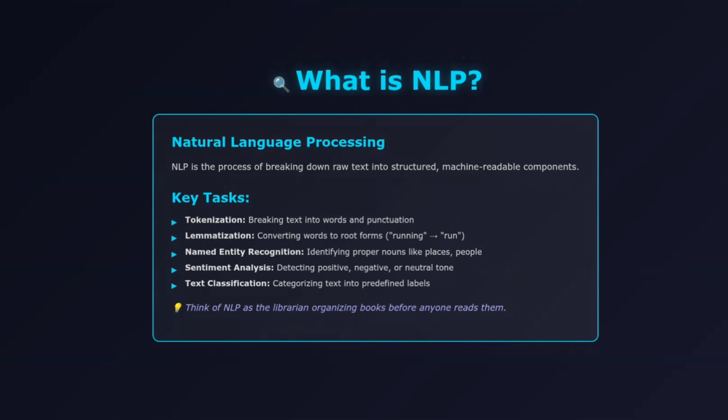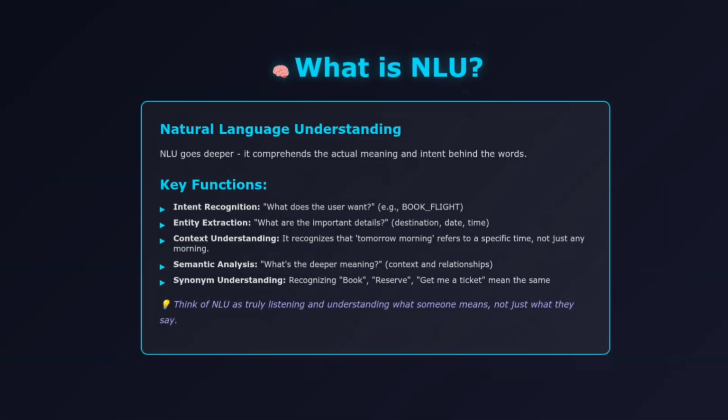NLP handles tasks like tokenization, breaking text into words; lemmatization, converting words to their root form, running becomes run; named entity recognition, spotting proper nouns like Paris or tomorrow; sentiment analysis, detecting if text is positive, negative, or neutral; text classification, categorizing text into predefined labels. It's the grunt work. Think of NLP as the librarian who organizes all the books before you even look for one.